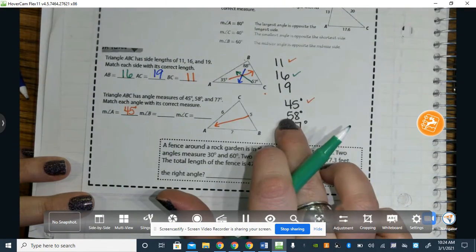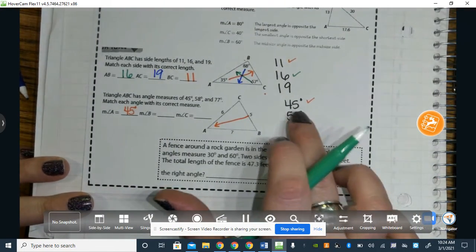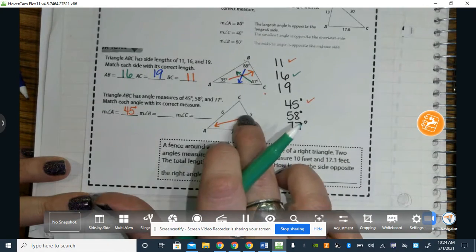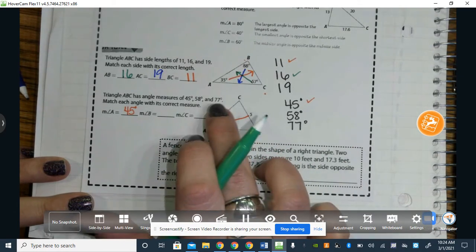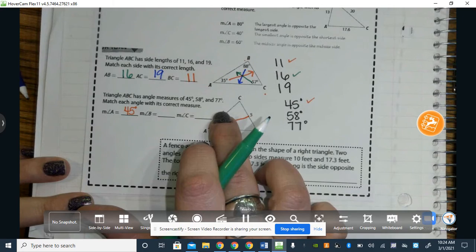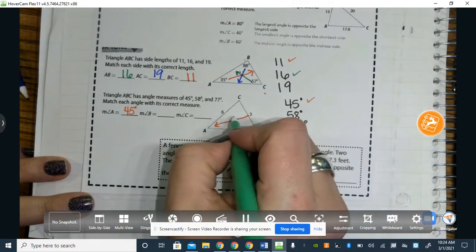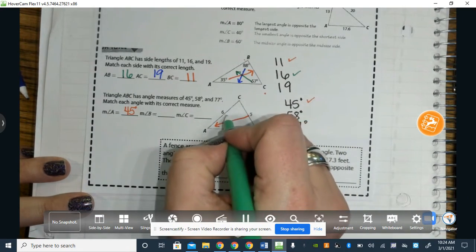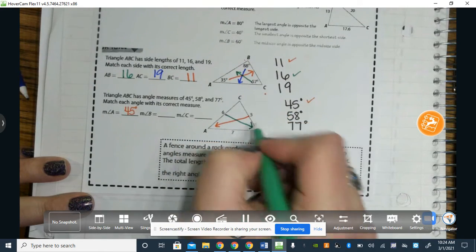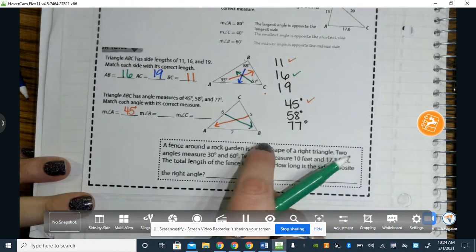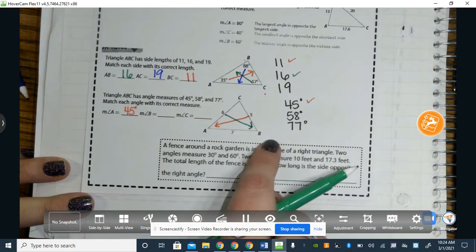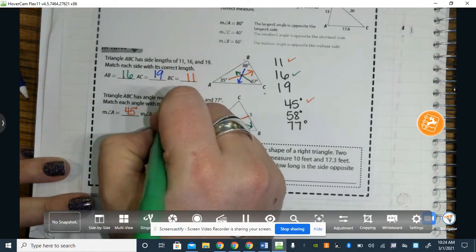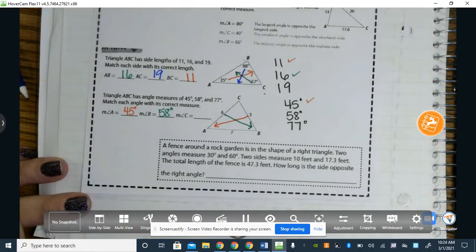If I look at the measurement of 58 degrees, that's the one that fell in the middle. So between 6 and 7, 6 would be the next smallest one. So what's opposite 6? I'm going to take my line and make an arrow pointing to the opposite, and it's pointing to angle B. So angle B would be 58 degrees. All right. Do you see how I'm finding my angle measurements?